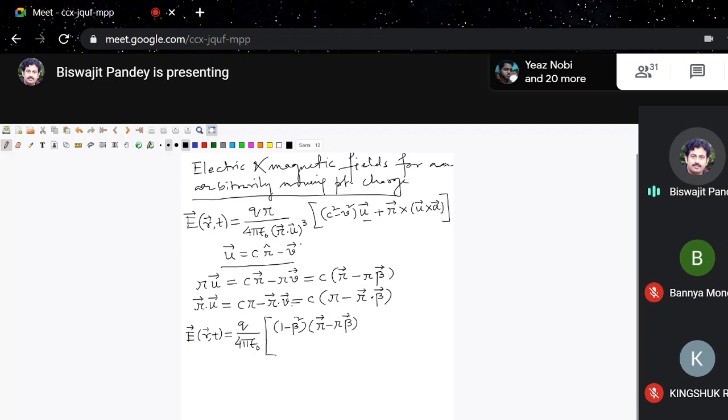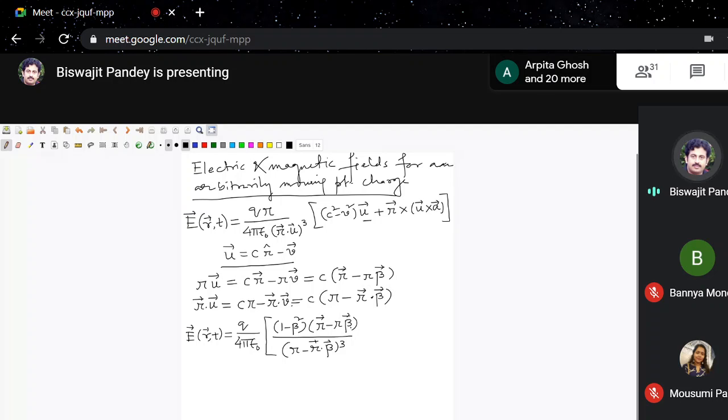Now in the denominator we have this r dot u, which throws out a c here. So when you take a cube, we will have another c cube. So that c cube and the c cube in the numerator will cancel out. So 1 minus beta square times r minus r beta divided by r minus r dot beta whole cube. This c cube has been cancelled.